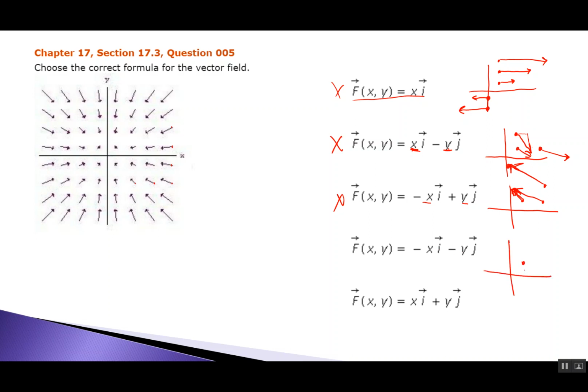Let's try this one. If I'm at the point 1, 1, then I'm going to go -1, -1. If I'm at the point 2, 1, I'm going to go -2, -1. If I'm at the point 2, 2, I'm going to go -2, -2. That doesn't look right. Must be this last one. Can't be that one, because if I'm at the point 1, 1, then I'm going to go 1, 1. That's going the wrong way.